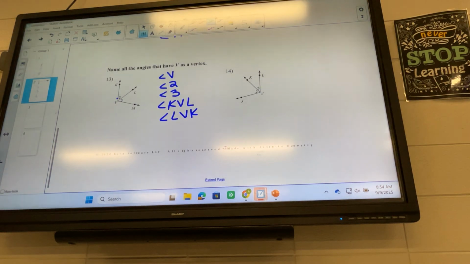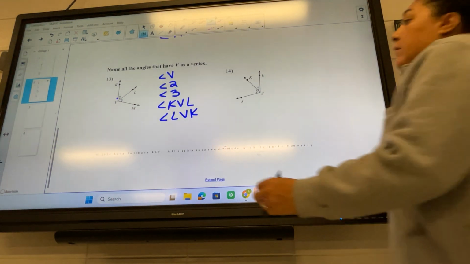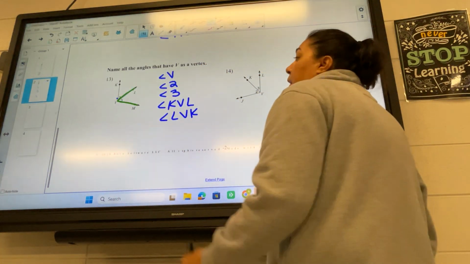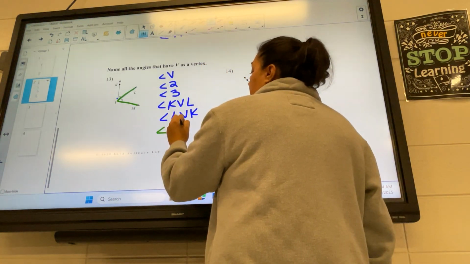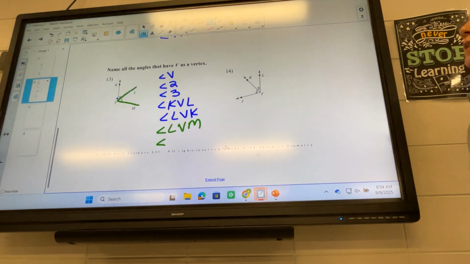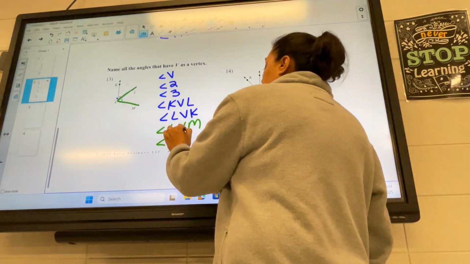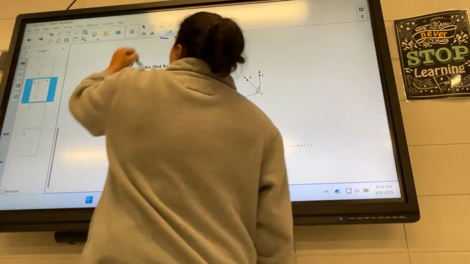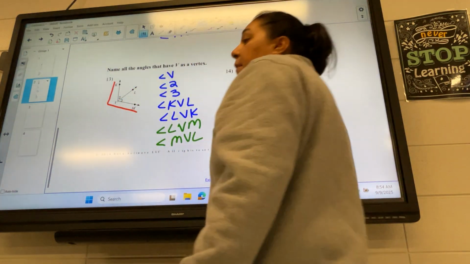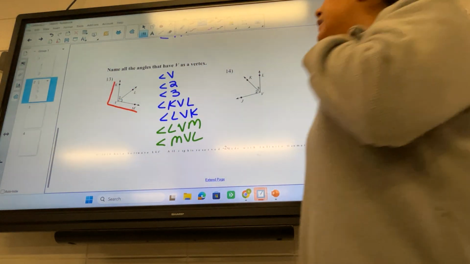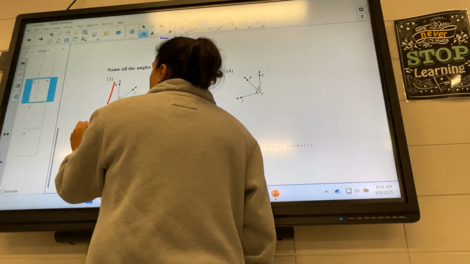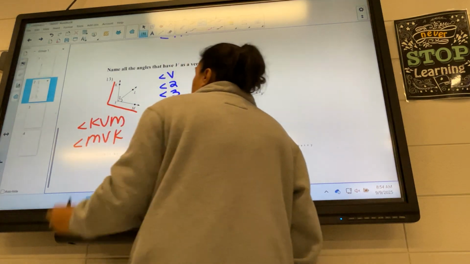Okay, and then I could start naming the other small one, which is gonna be this one. What do we call that one? LVM. And then what? MVL. Okay, and then lastly, I can name that big one. KVM. And MVK.